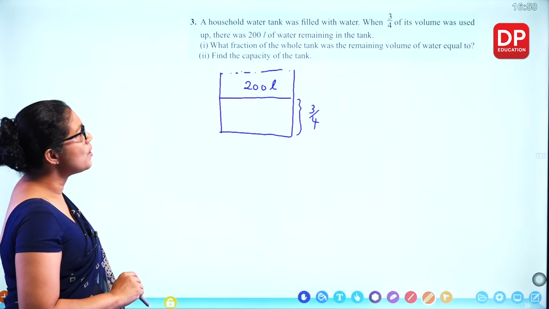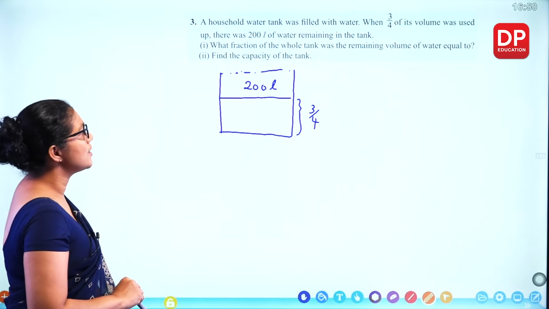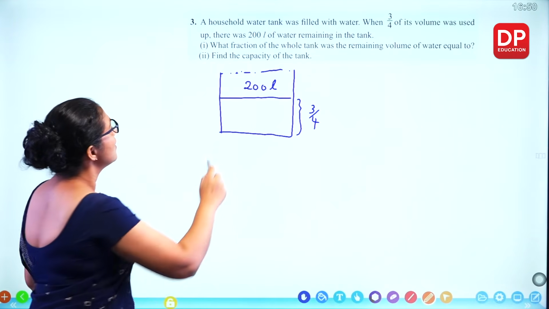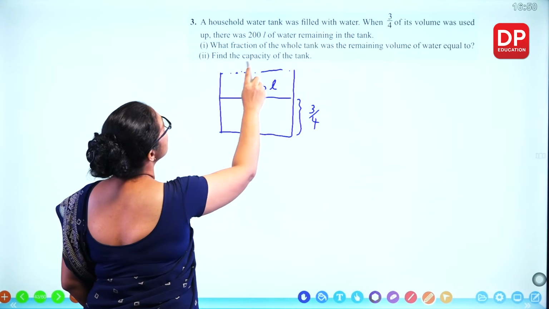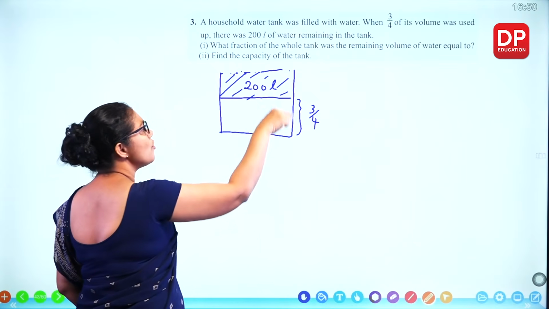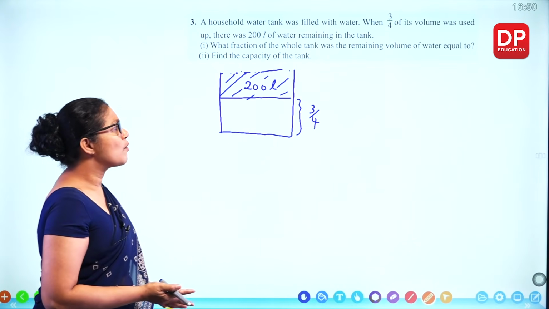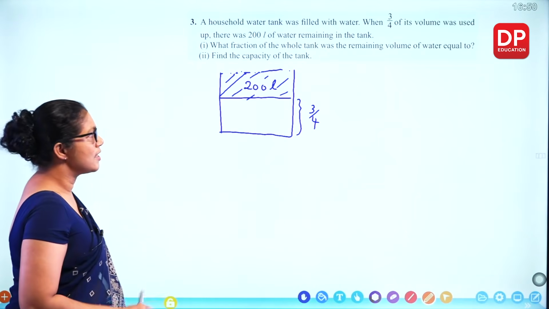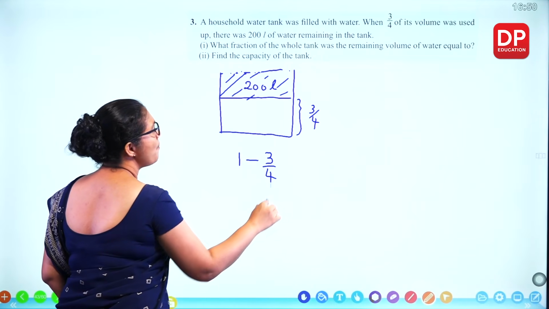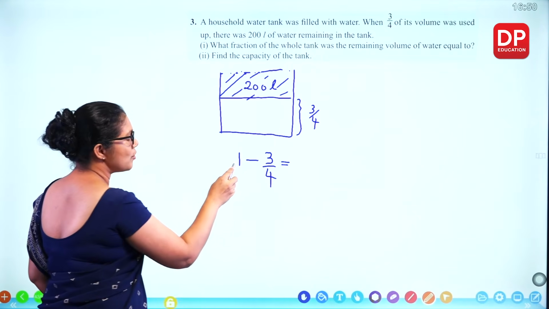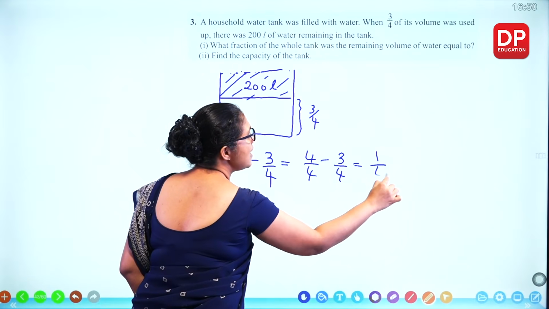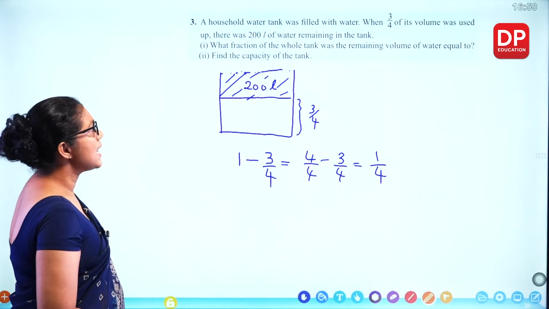What fraction of the whole tank was the remaining volume of water? So what fraction? You're asking which part? You're asking about the remaining part of the whole tank. So you ask this part as a fraction. You know the whole tank is 4 equal parts and 3/4 you used. So what's the remaining part? You can subtract 3/4 from 1. So how do you subtract? You can write 1 as 4/4, subtract 3/4. The remaining part is 1/4 of the tank.